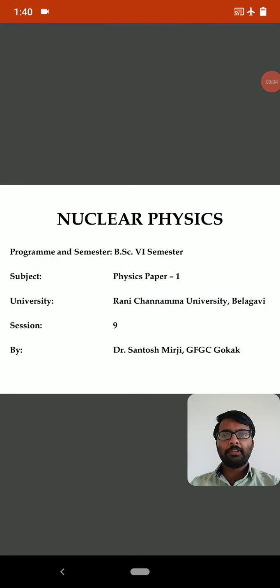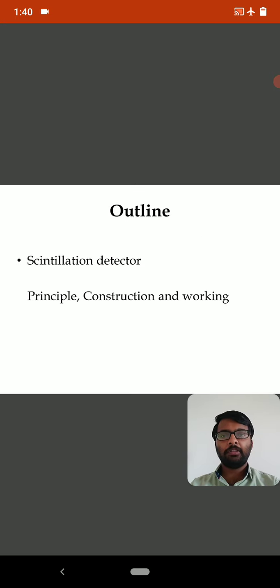Hello dear students, in this session we will try to understand one of the nuclear radiation detectors, that is the scintillation detector or the scintillation counter. In this nuclear instruments section, in our previous discussion we have studied one of the nuclear radiation detectors, that is the Geiger-Müller counter or the GM counter.